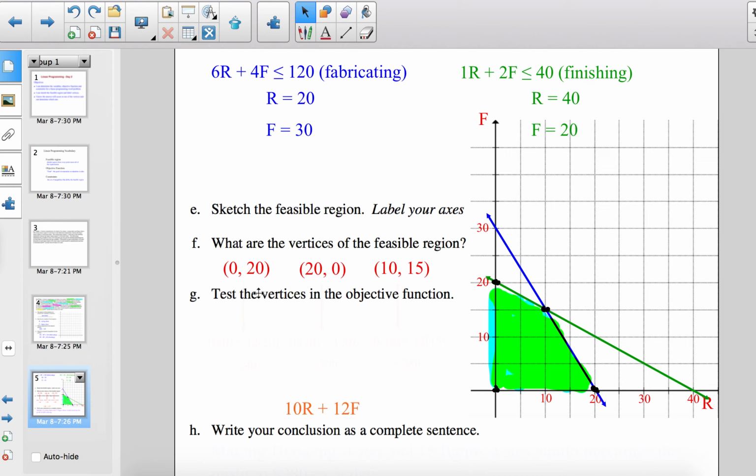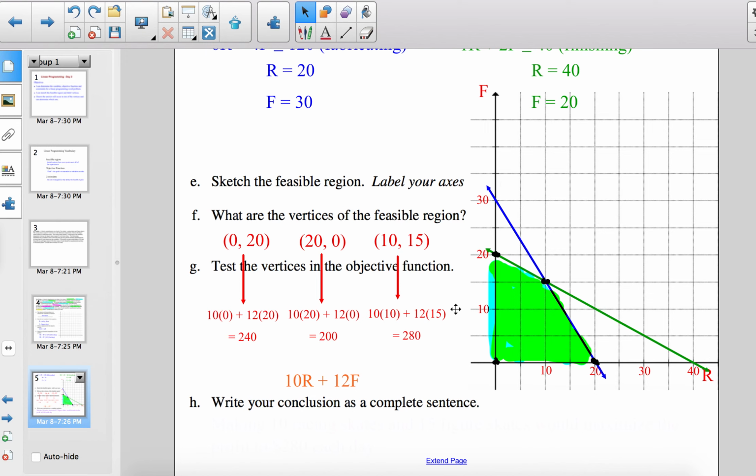Okay. So what I'm going to do now is test these vertices by plugging them into my objective function. My objective function was how I'm going to get a profit: I'm going to sell the skates for $10 and the other skates for $12. So if I plug R in for 0 and F in for 20, I got 240 here, I got 200 here, and I got 280 here. I'm not going to spend a lot of time on this. You know how to do this. So which one maximizes? Remember the question was a maximize. Well, it's the 280 one, right?